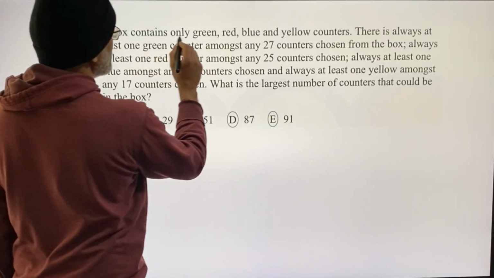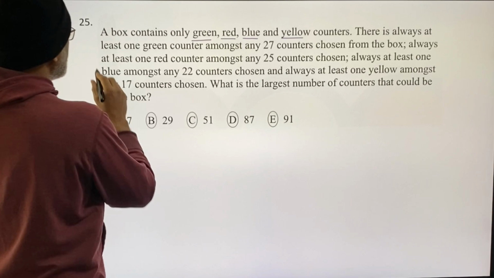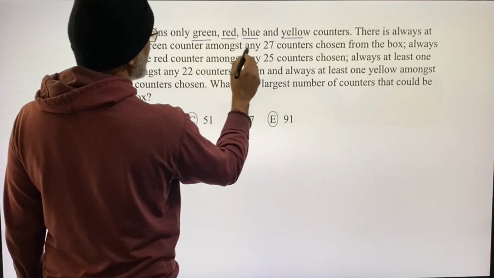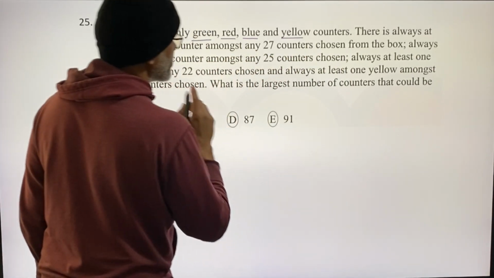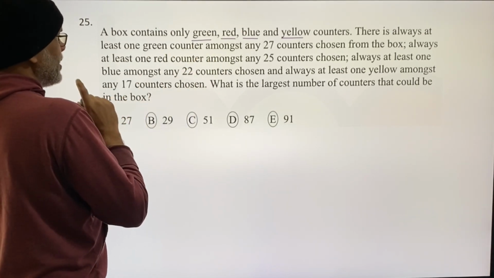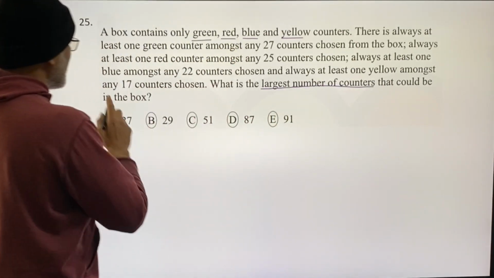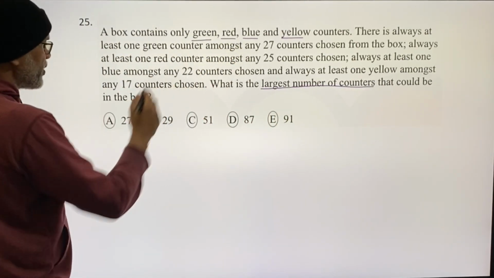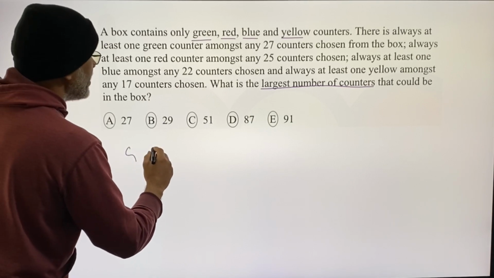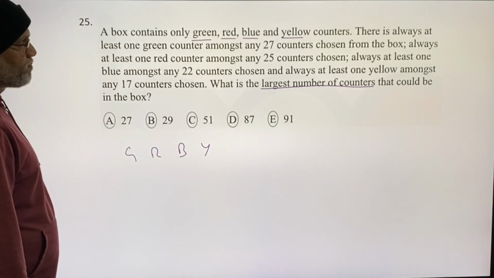A box contains only green, red, blue, and yellow counters. There is always at least one green counter among any 27 counters chosen from the box. Alright, some conditions are given. We will go through that one by one. And the question is, what is the largest number of counters that could be in the box? So let me write down the different colors: green, red, blue, and yellow.